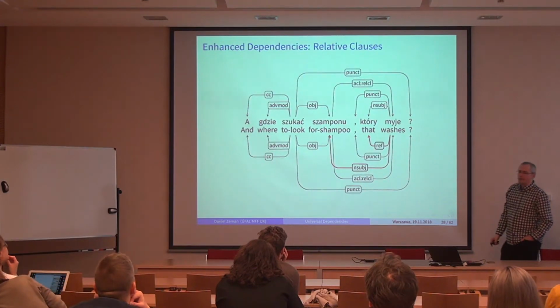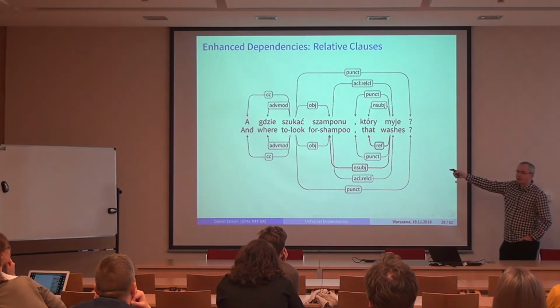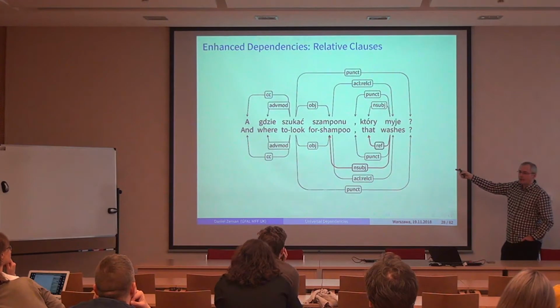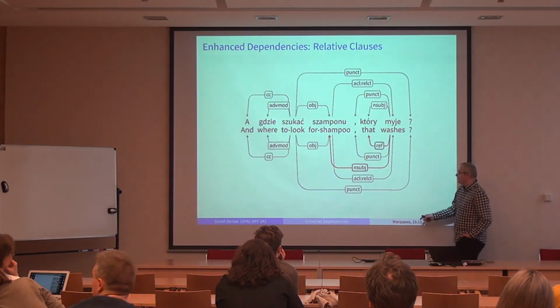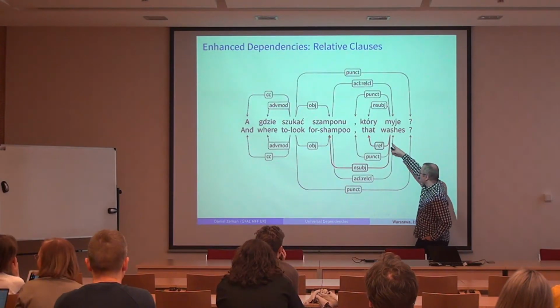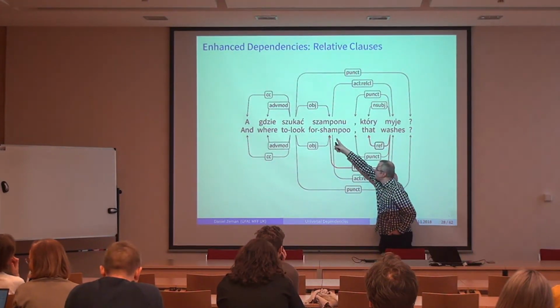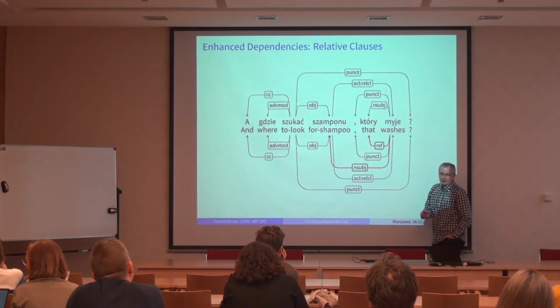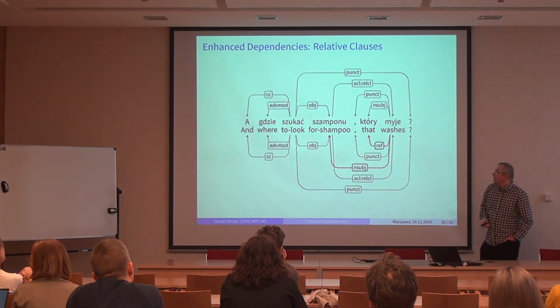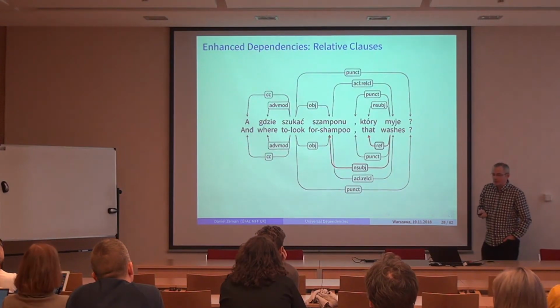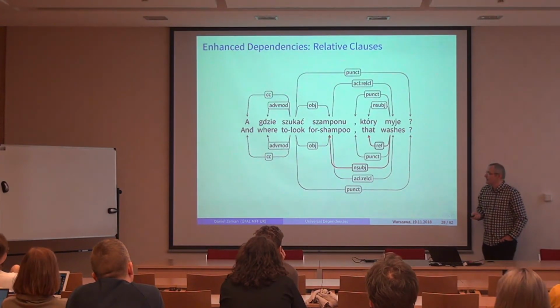So now you also can see that the enhanced representation is actually no longer a tree. It's a general graph. In most of the time, it is still a directed acyclic graph. But in this particular case, it's not even acyclic, because we have a cycle here. We have one relation going there and the other going the other way around. So that's so far what we have with the enhanced representation.